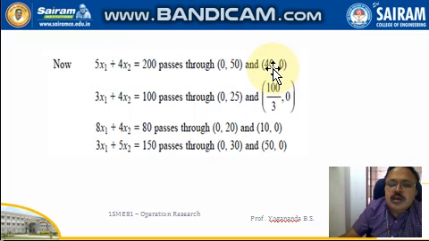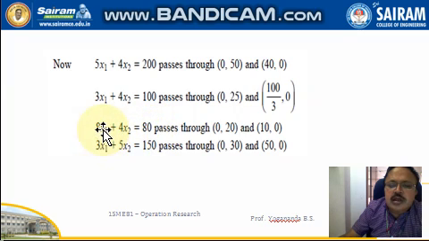So that is what is written here. So the x1 value is 40 and the x2 value is 50, with the other variable made 0. Similarly, the second equation 3x1 + 4x2 = 100. If you take x1 as 0, x2 becomes 25. If you make x2 0, x1 becomes 100/3. So the x1 value is 100/3, the x2 value is 25.